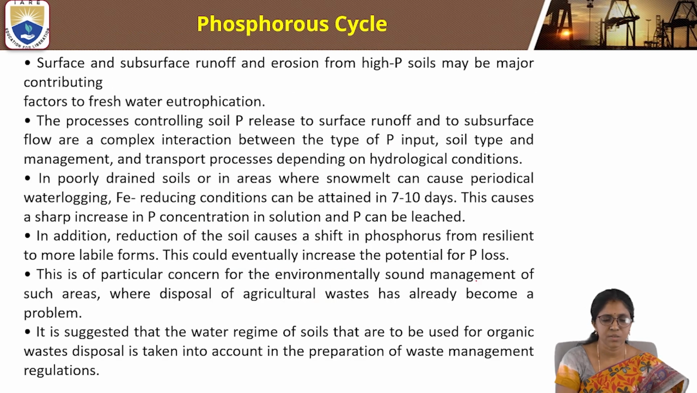So surface and subsurface runoff and erosion from high phosphorus soils may be major contributing factors to freshwater eutrophication. The processes controlling soil phosphorus release to surface runoff and to subsurface flow are a complex interaction between P inputs, soil type and management, and also transport processes depending on the hydrological conditions.